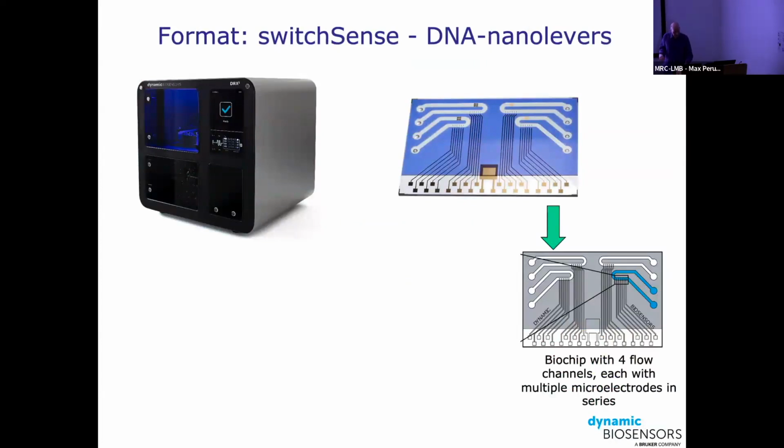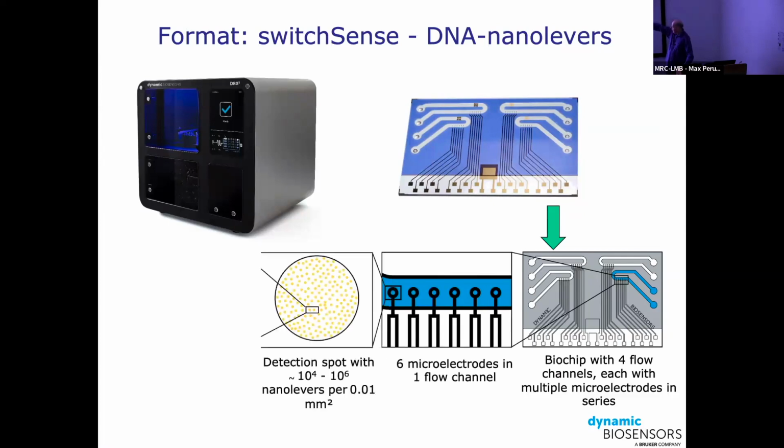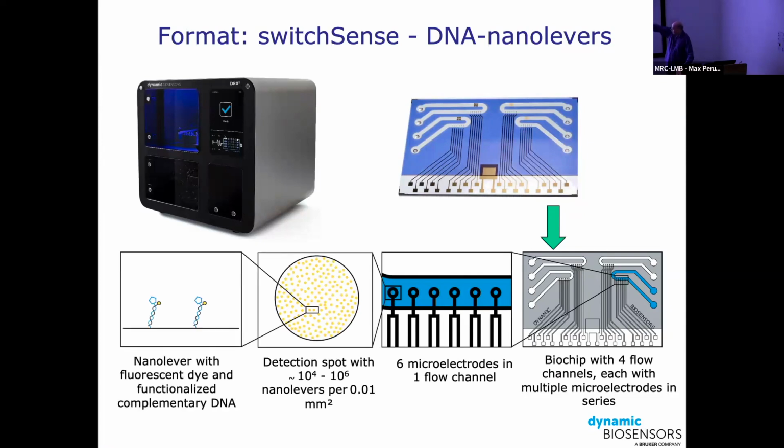It's called DNA nanolevers. So the chip here on this DRX2 that we've got, it has 4 channels, and in each of these channels you've got 6 electrodes. If we zoom in here, 6 electrodes in one channel, you can use one channel at a time. And in each of these spots, there are these DNA nanolevers, where there's one strand attached which has a fluorophore on it, and then there's a complementary strand, which you can then functionalize.